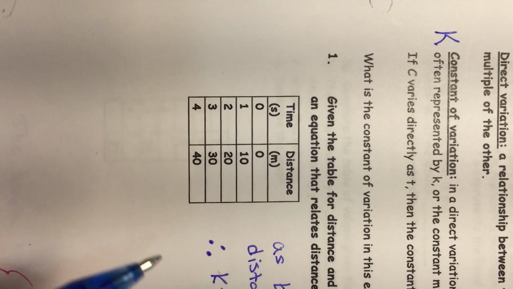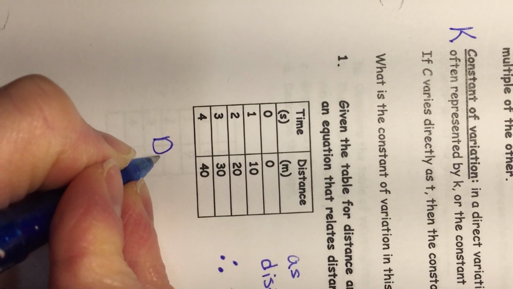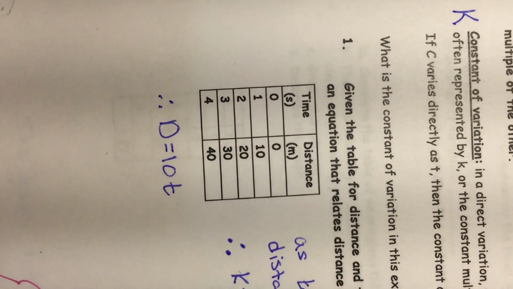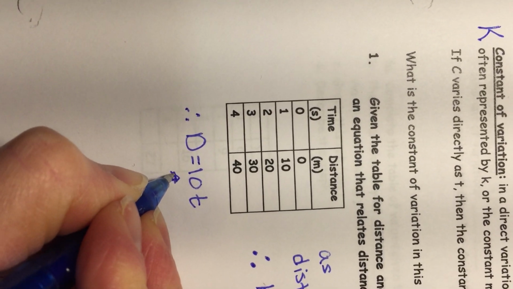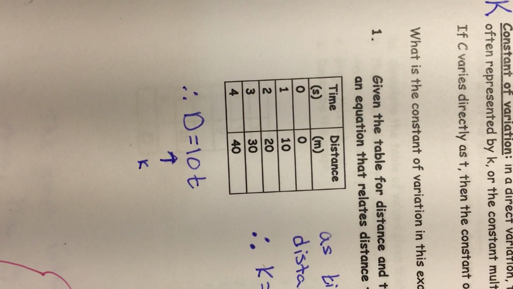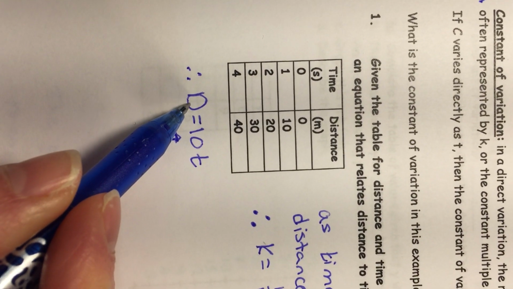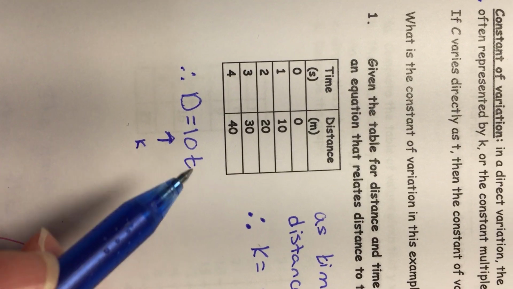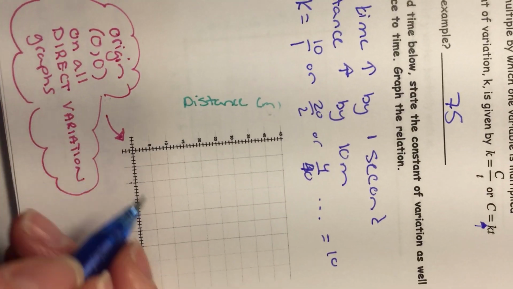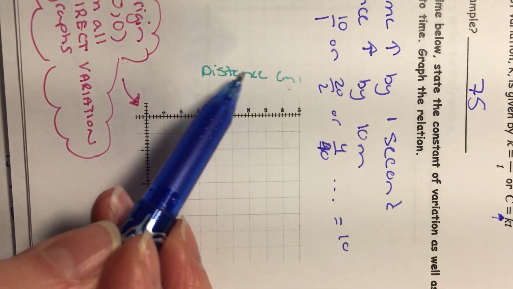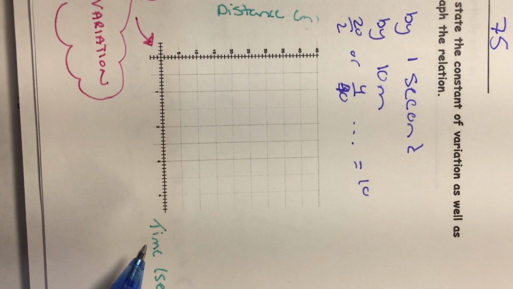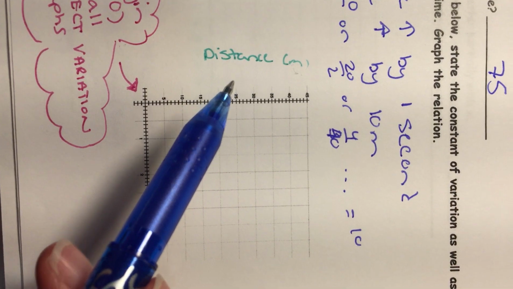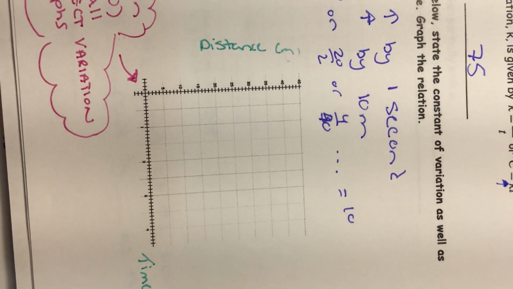And you can see that relationship probably without doing that. Distance is equal to 10t. That's how we're figuring it out. So 10 is our constant of variation, because to figure out the distance, we have to multiply time by 10 every time. Okay, so if we graph this, notice you have to write down what is on each axis, so time in seconds, distance in meters, and then you would plot this graph.